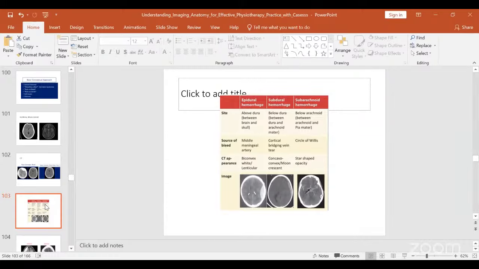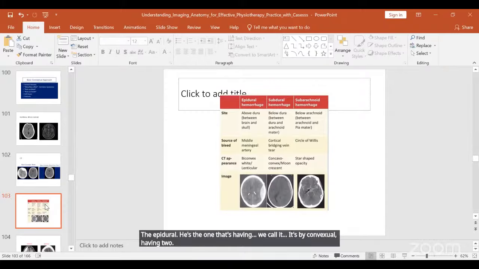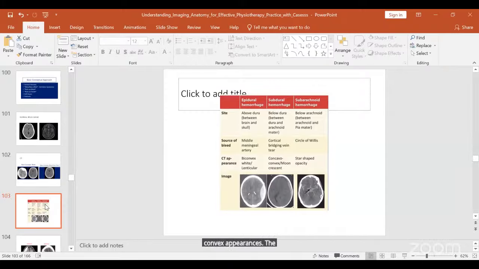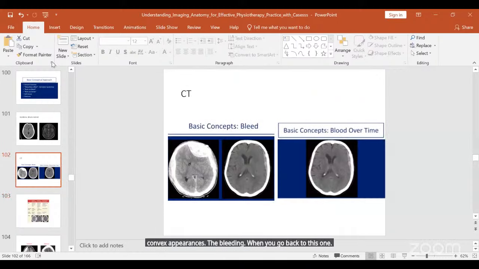Now, the epidural is the one that is biconvex. It has two convex appearances, the bleeding. When you go back to this one, you can see it's convex here. It's also convex towards the bone. Can you see it? Look at this convexity towards the cerebral tissue. It's also convex towards the bone.